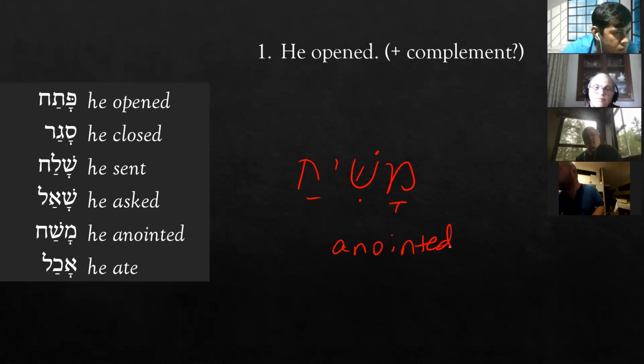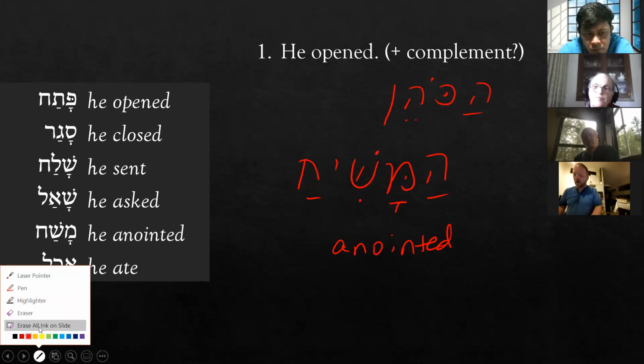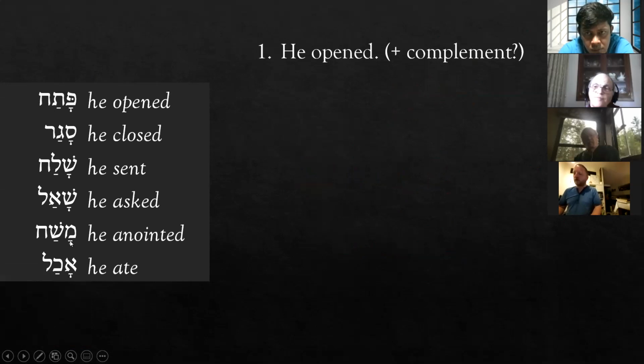In the Bible, the word Mashiach doesn't actually refer to the Messiah. It refers to anything that's been anointed with oil. Normally, it would be referring to HaKohen HaMashiach, the anointed priest. It's also used for some other things, but this is basically the idea, the priest and the king, HaMelech HaMashiach, the king who is anointed. Okay, this is Mashach, he anointed.